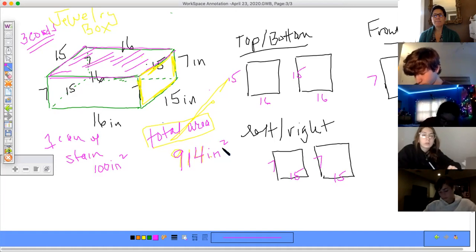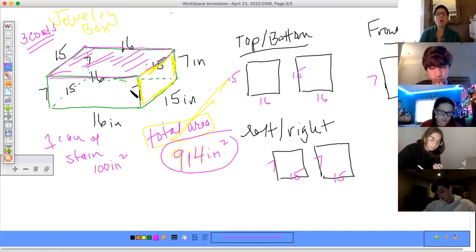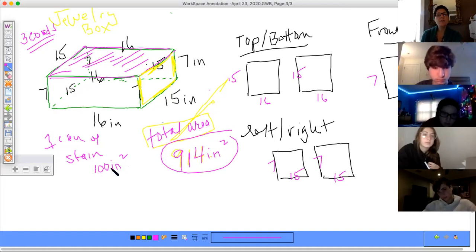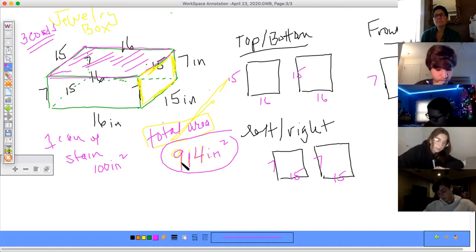What did you say? I kind of did the same thing by accident. I did like 300. Well, what you want to think about is the total area needed, right? The total area, just to put 1 coat of stain on the box, is 914 square inches, right? And this 1 can of stain, because these are little teeny tiny cans that you're buying, only covers 100 square inches. So doesn't that tell you that you're going to need at least 9? Well, it's 9.14, so technically you'd have to round it up to 10.